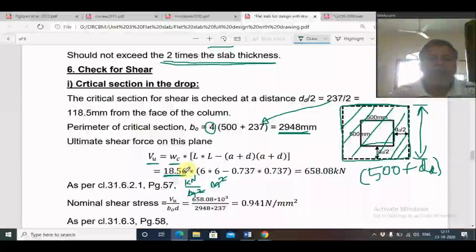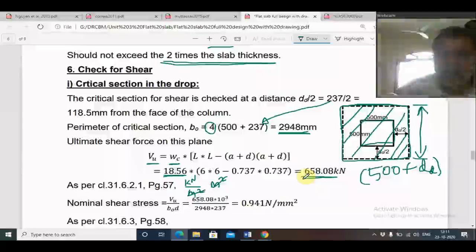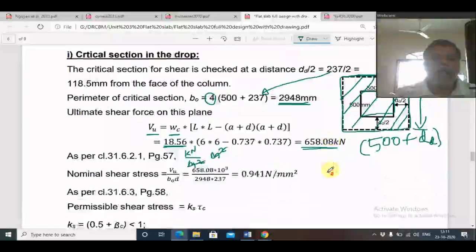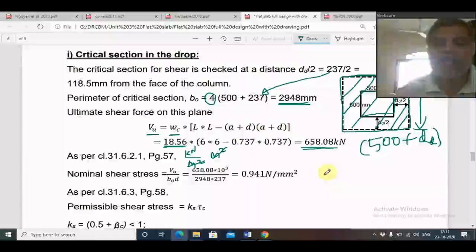So 18.56 into 6 squared minus 0.77 squared will give the ultimate shear, which will cause the punching. So that value is arrived at 658.08 kilonewton. Next, I have to calculate the nominal shear stress. Nominal means actual shear stress.